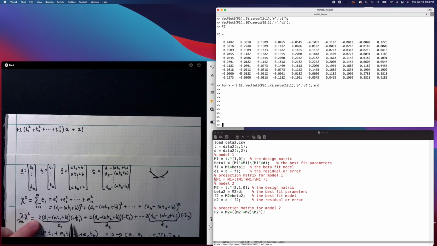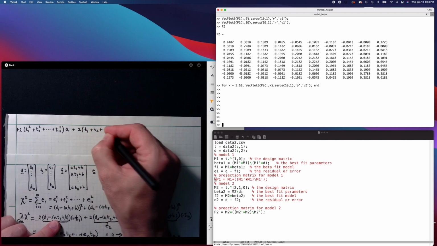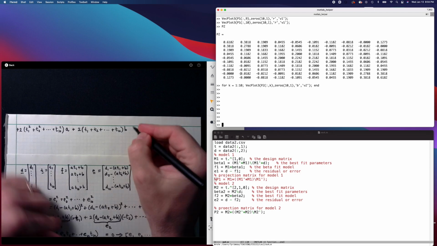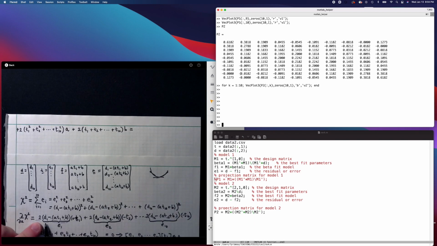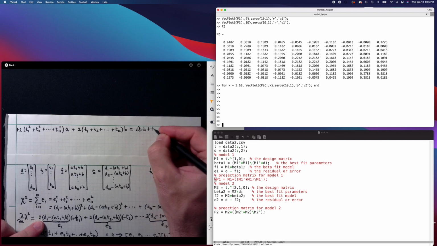So what multiplies b? We have minus 2 times minus t1, so minus minus makes it a plus, and then we have t1 plus t2 plus all the way up to t10. That multiplies b, and that is equal to everything that multiplies neither a nor b. If we bring it over to the other side, it's going to be t1 times d1 plus t2 times d2, everything multiplied by 2: 2 times (t1 d1 plus t2 d2 plus all the way up to t10 d10).